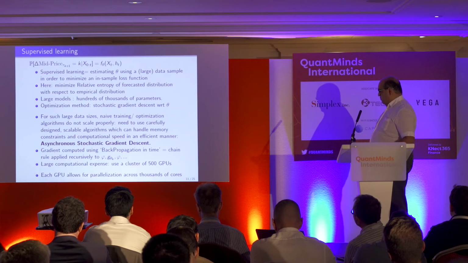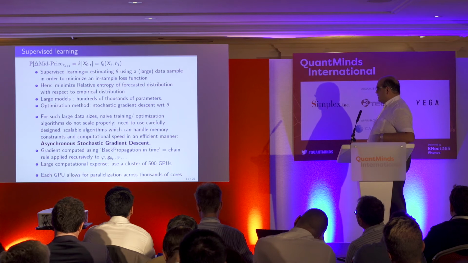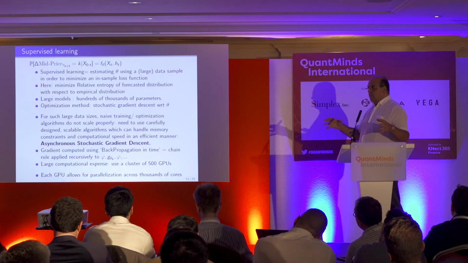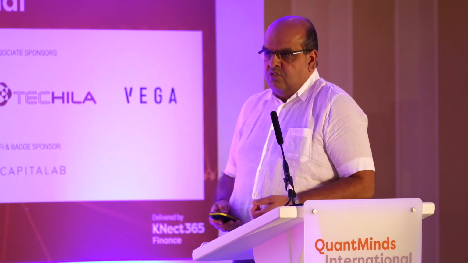So what we do is an asynchronous stochastic gradient descent. It means we select a subset of the vector. We only update the gradient for those components, do an iteration and so on. And the gradient is computed by using backpropagation in time. It's basically the chain rule, but it's a very big chain rule applied along all the time points back in time. So it's just a huge gradient calculation and then a stochastic gradient update.